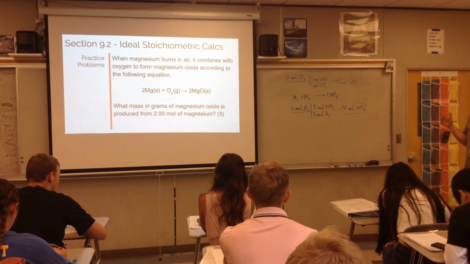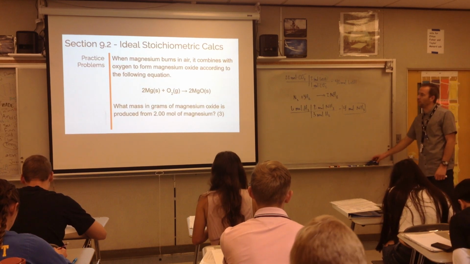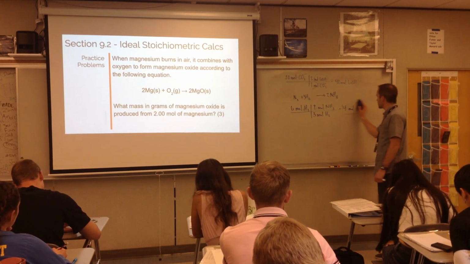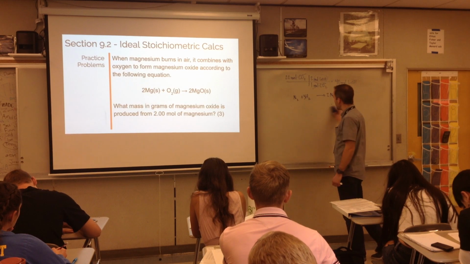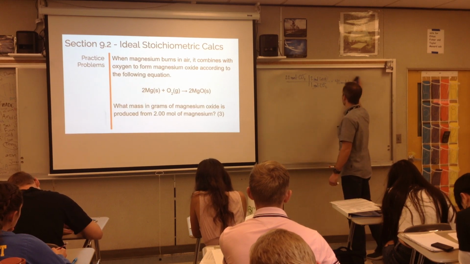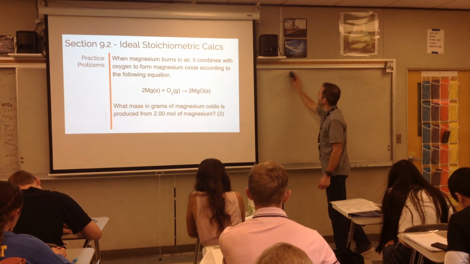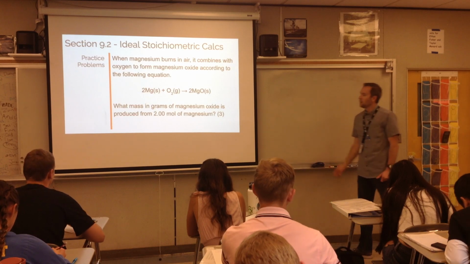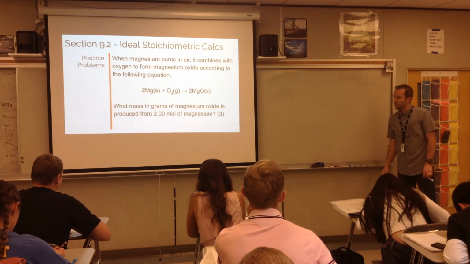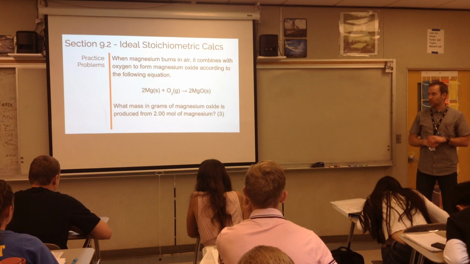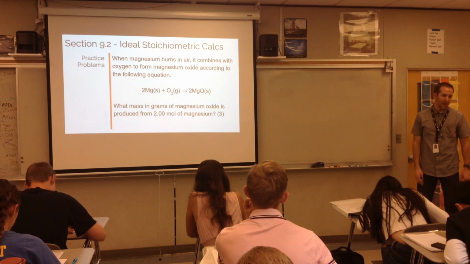Number 3 says when magnesium burns in air, it combines with oxygen to form magnesium oxide according to the following reaction. We already have our balanced equation, so we don't have to write it. You're going to skip to the good part. Solving the problem. What mass in grams of magnesium oxide is produced from 2 moles of magnesium?